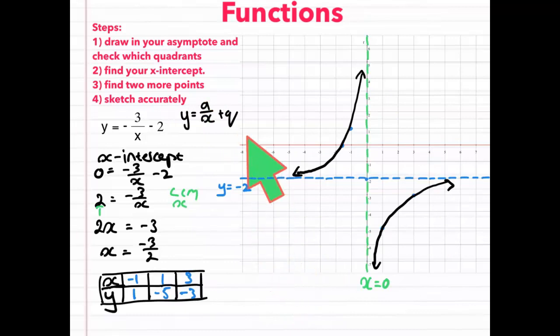So don't forget, plot in your asymptote, set up your table, choose your values for your table, and make sure you plot them in the right places.